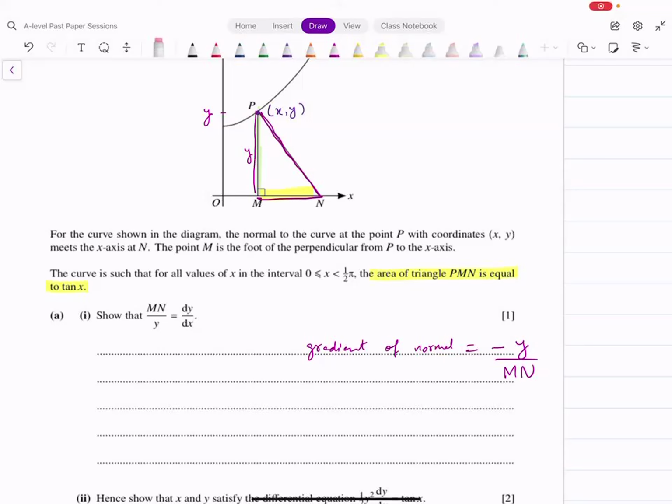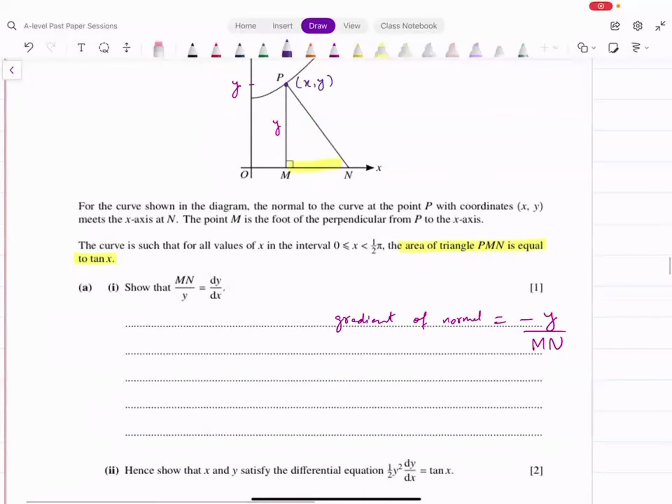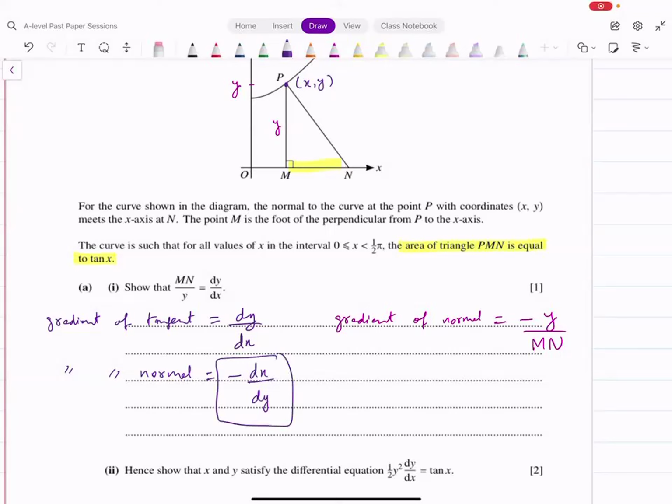Now, where does dy over dx come from? Let's think about that. What is the gradient of the tangent? We know that, it's dy over dx, right? Gradient of tangent, that is dy over dx. If from dy over dx you find the gradient of the normal, what does it become? Its negative reciprocal, right? What will the negative reciprocal of dy over dx be? It's going to be minus dx over dy. So we've got the gradient of the normal here, and we've got the gradient of the normal here.